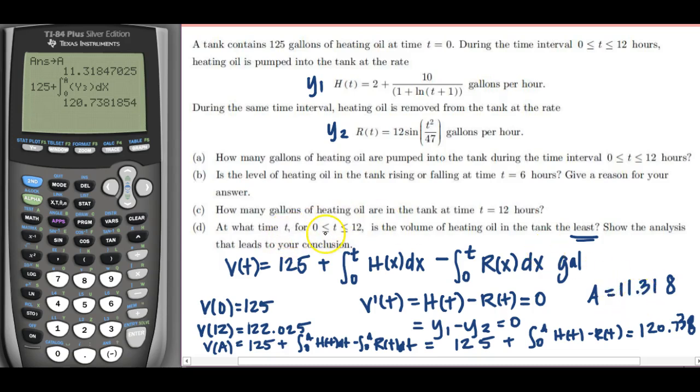So at what time t? At time 11.318, what were my units? Hours. This is the minimum. So this is the justification, and ultimately this is my answer. So sorry we kind of ran out of space on that last one.